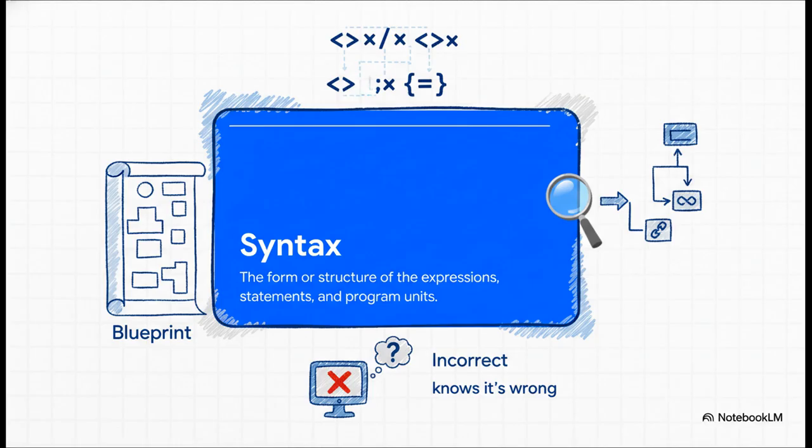It's the blueprint that says, hey, an equal sign has to have a variable on its left and some kind of expression on its right. If you break these rules, the program is just plain wrong, and the computer knows it instantly.